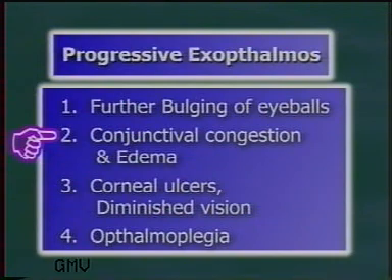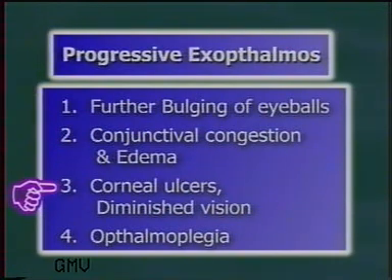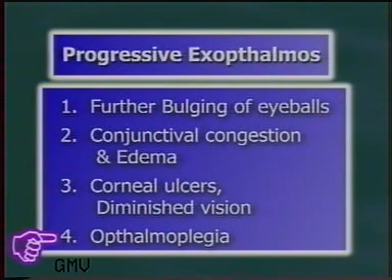With progressive exophthalmos, there is further bulging of the eyeballs with conjunctival congestion and edema. In a later stage, there are corneal ulcers, diminished vision, and ophthalmoplegia or restriction of the eyeball movements.